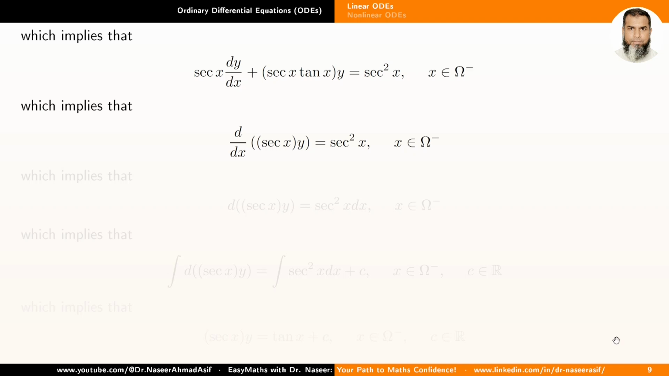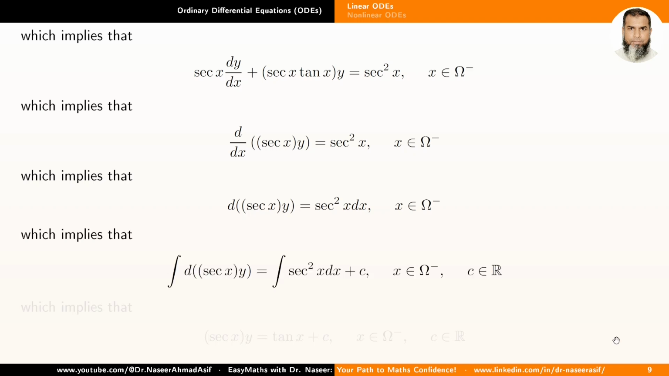Well, this can be expressed as d by dx of secant x into y is equal to secant square x, where x belongs to omega minus. So we have d of secant x into y is equal to secant square x dx, where x belongs to omega minus. Now taking integral, we have integral of d of secant x into y is equal to integral of secant square x dx plus c, where x belongs to omega minus and c is an arbitrary constant.